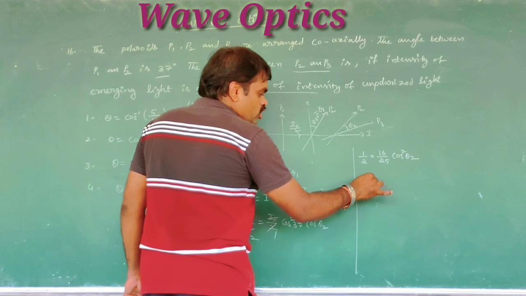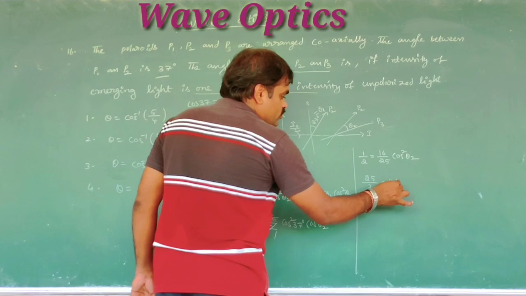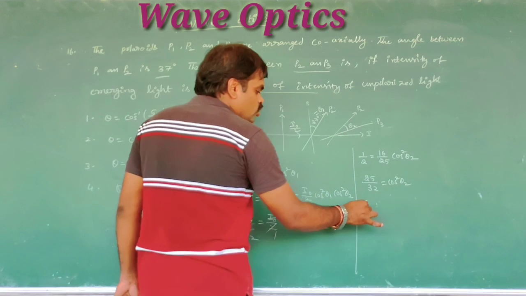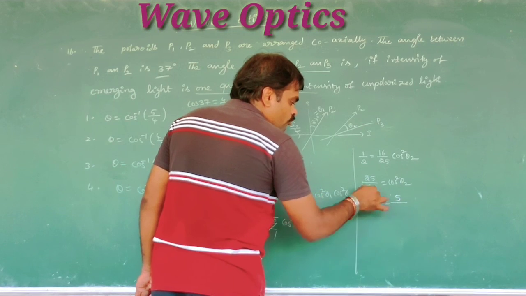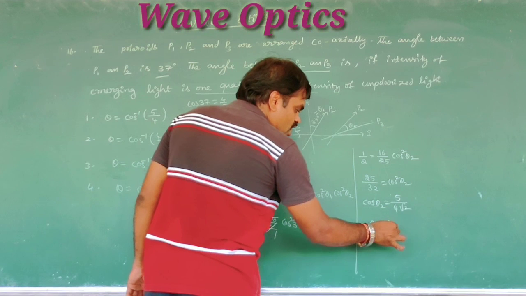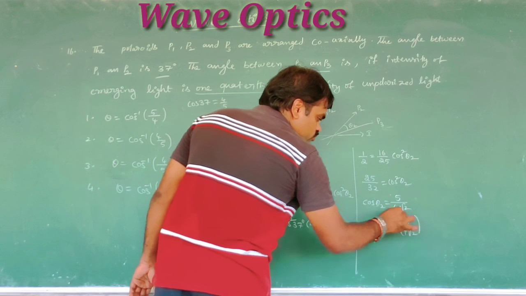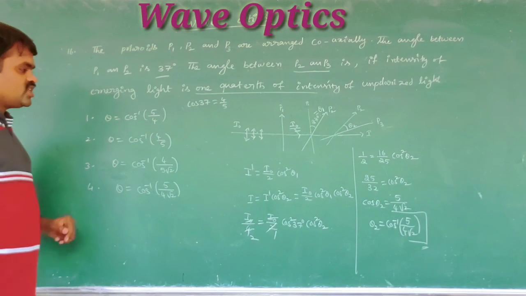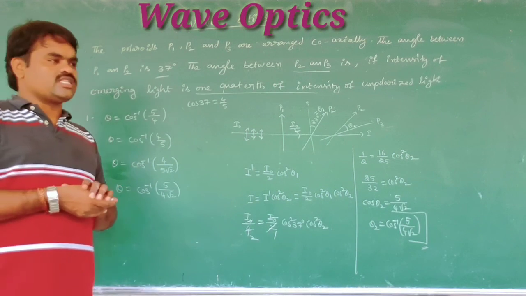Now 25 by 32 is equal to cos square theta 2. Now cos theta 2 is 5 by 4 root 2. Then theta 2 is equal to cos inverse of 5 by 4 root 2. This is about the fourth option, which is the correct answer. This problem is very important.